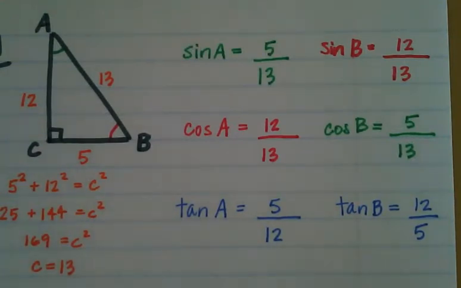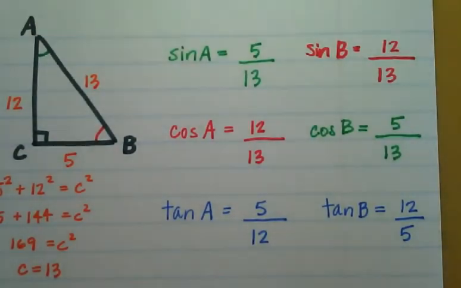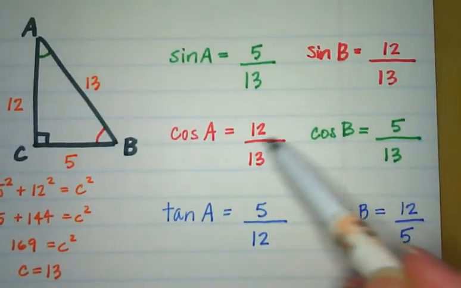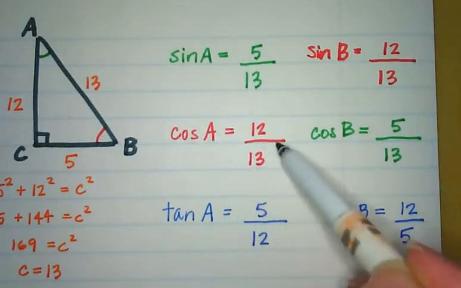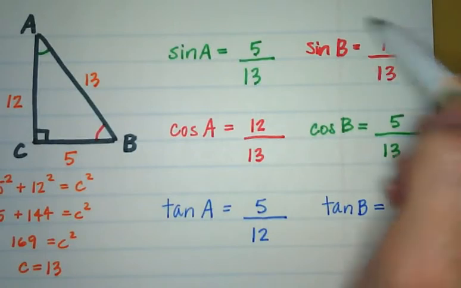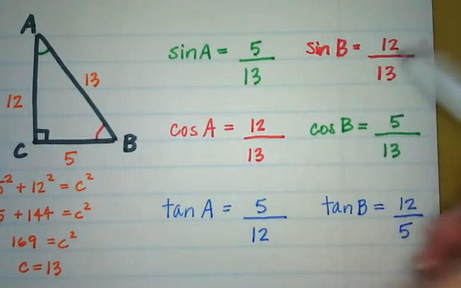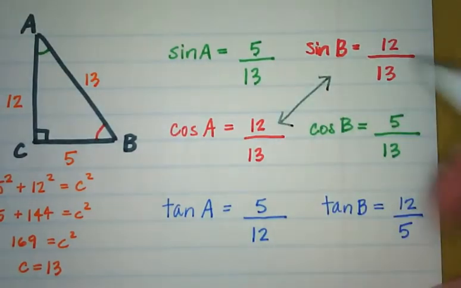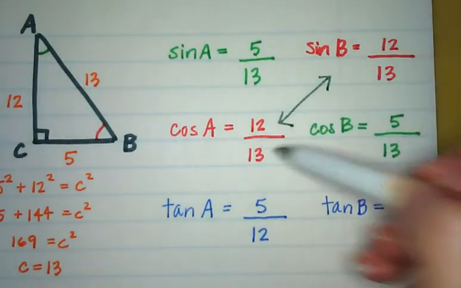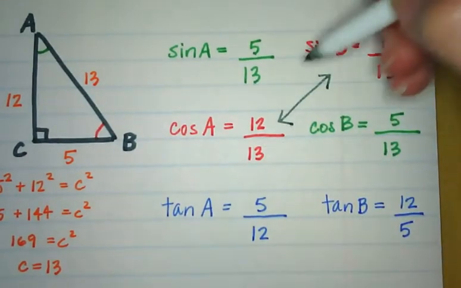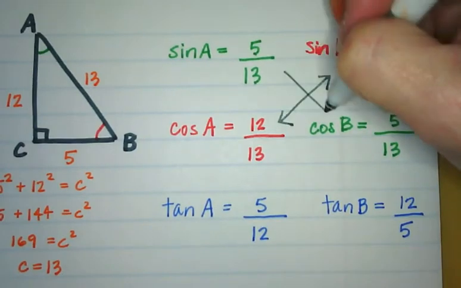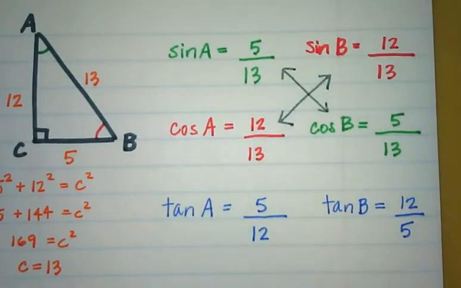All right, so here's something I want to point out, and you might have noticed it with the color coding. Here, I think I should turn on some light. There we go. What you should notice is that the cosine of angle A is the same as the sine of angle B. Similarly, the sine of angle A is the same as the cosine of angle B. So those two are the same.